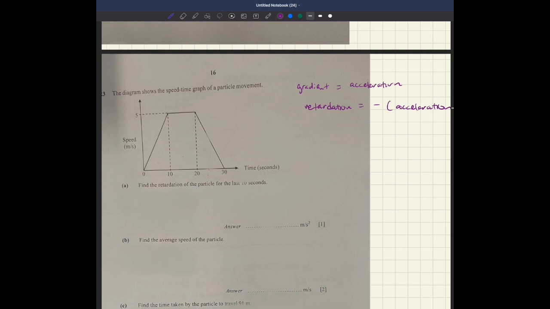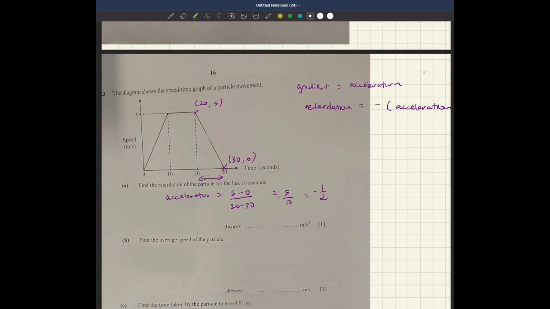So we will look at the last 10 seconds, which is here. Then we identify 2 points that we can find. It's easily read. So this is 20 and then this is 5 here, then this part is 0, 30 and 0. So we start with finding acceleration. Acceleration will be equal to the gradient. This is 5 minus 0 over 20 minus 30. So I get 5 over negative 10, so this is negative half.